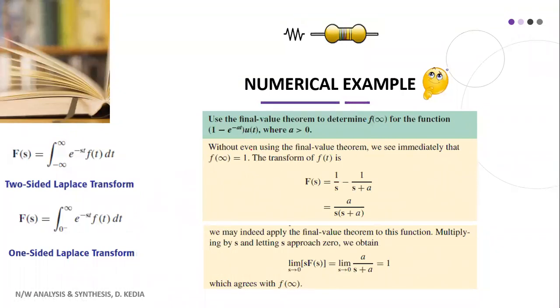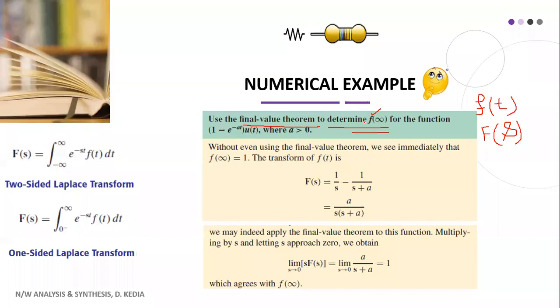So now we will look at one example where we find out the final value of a given function. Here we have to determine f(infinity). See students, notice one thing, this f is small. Small means your time domain functions are always represented as small letters. So your time domain will be small f and your frequency domain will always be capital F. So this notation you have to memorize.